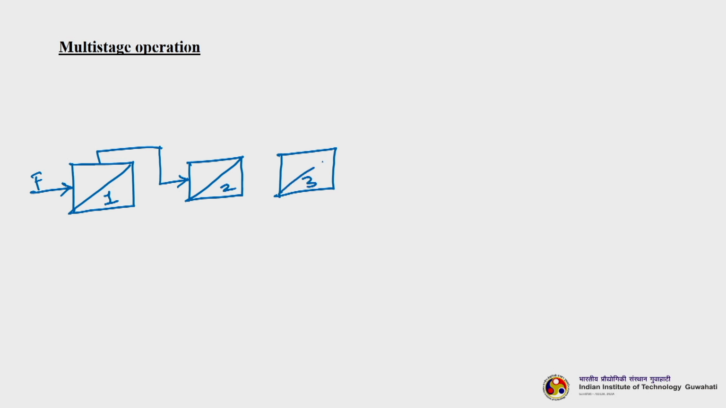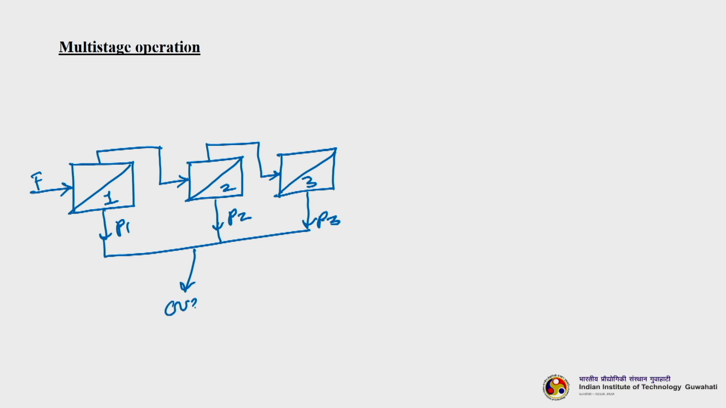Okay. So, this is our feed. See, this is unit 1, this is unit 2, this is unit 3. Let me draw, then I will explain. See, this is feed. So, we get permeate 1, we will get here permeate 2, we will get here permeate 3. Okay. So, we collect them all and we get overall permeate here.